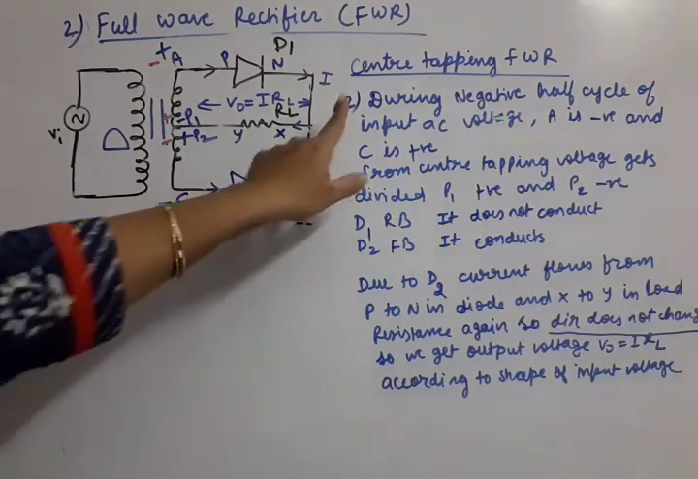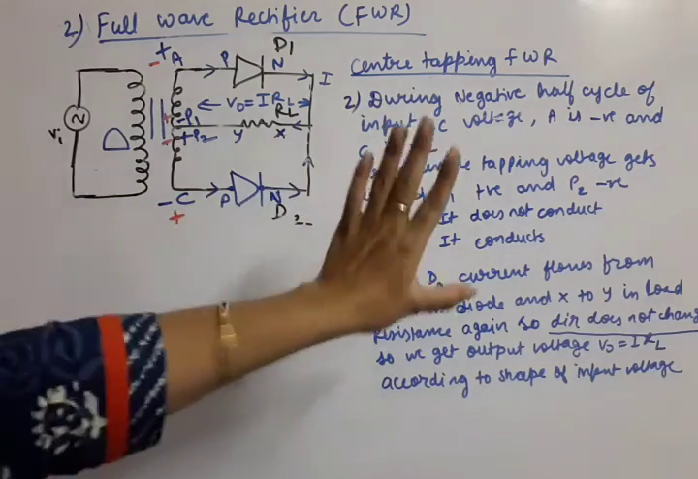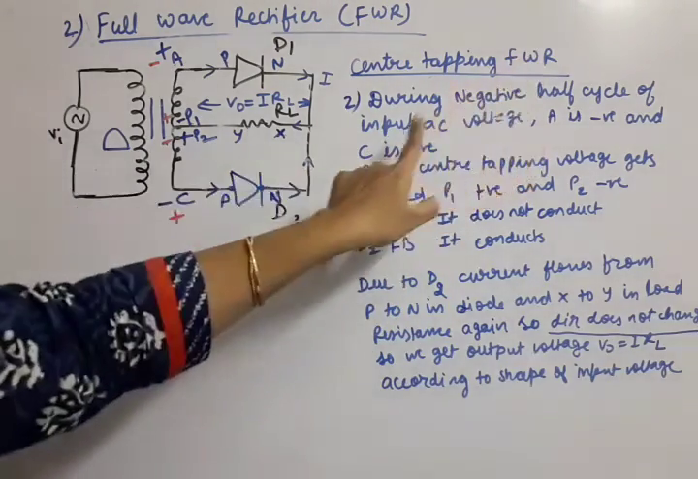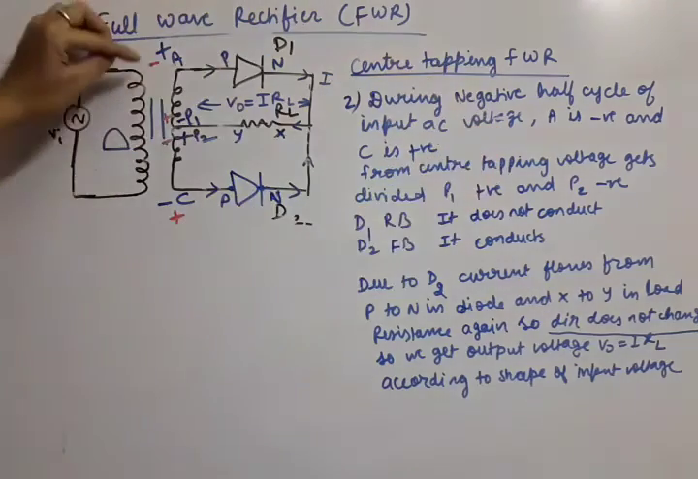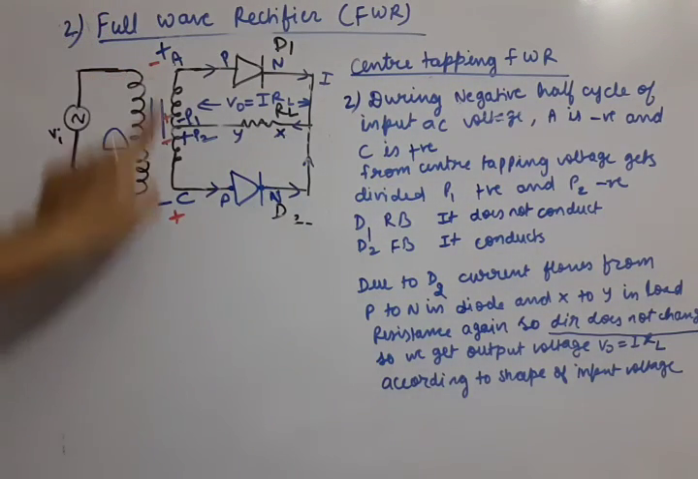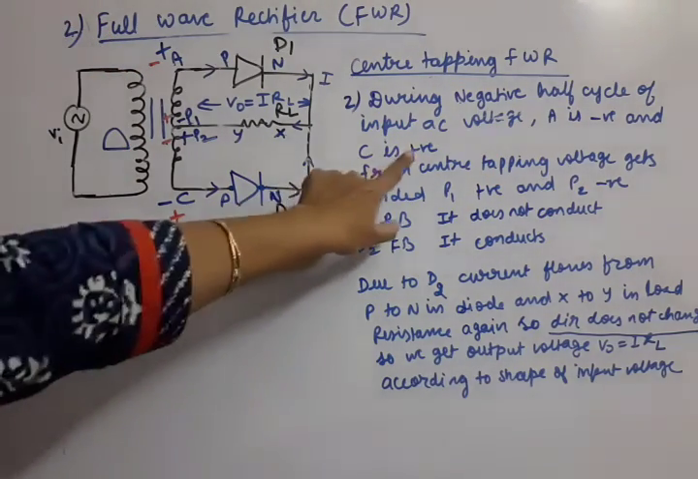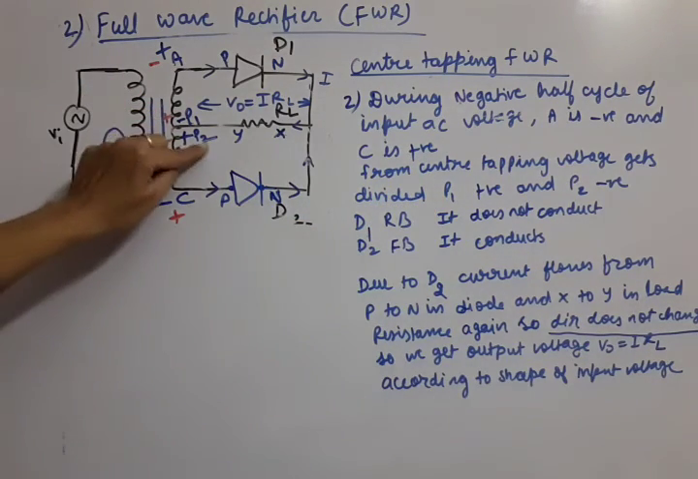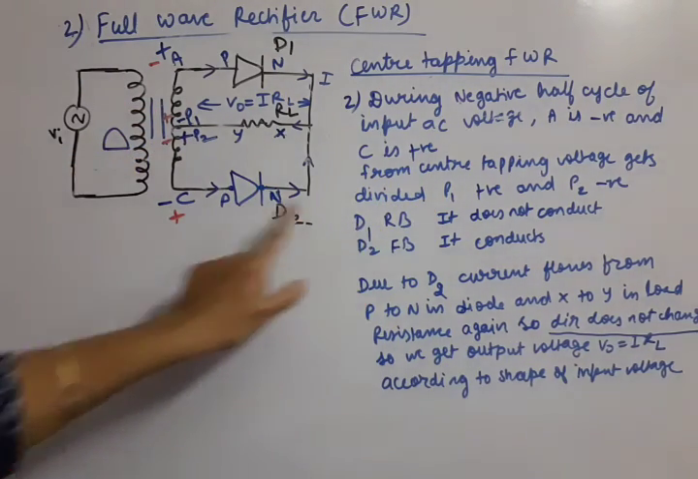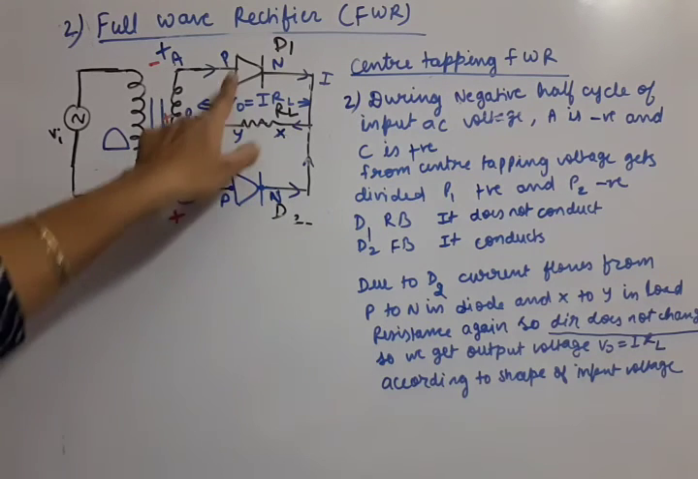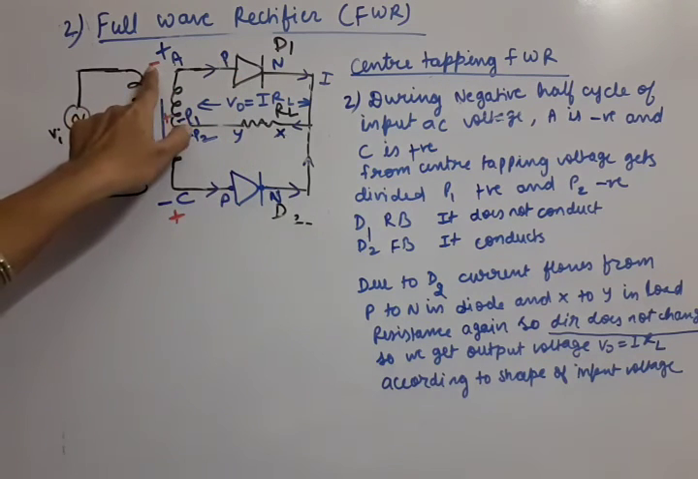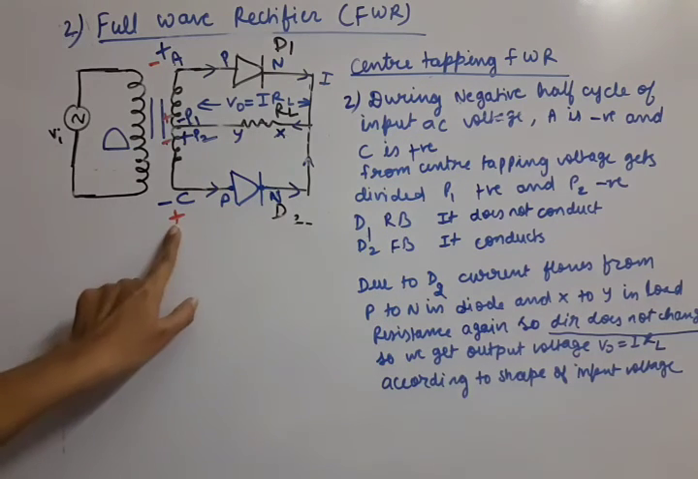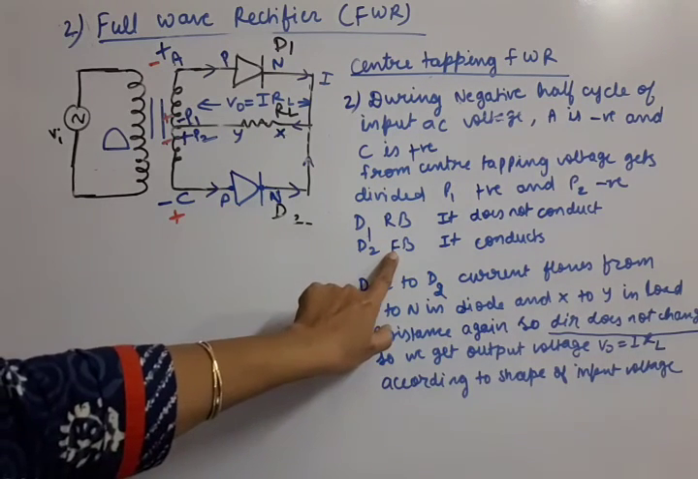Point number 1, negative half cycle. I have done only the changes. Okay. You have to write it again. So during negative half cycle of input AC voltage, A is negative, these red marks. C is positive. From center tapping, voltage gets divided. So P1 is positive, P2 is negative. So now let us check biasing. D1, P with negative. So D1 is reverse biased. D2, P with positive. So it is forward biased.